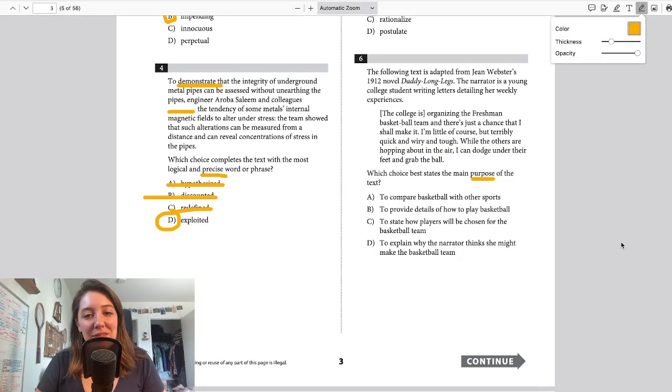B, to provide details of how to play basketball, same deal, not really. C, to state how players will be chosen for the basketball team. So this would be closer, right? But it's not quite right because it's not talking about any other players besides this main person, other than to make this very general statement that most of the people are tall except for this person.